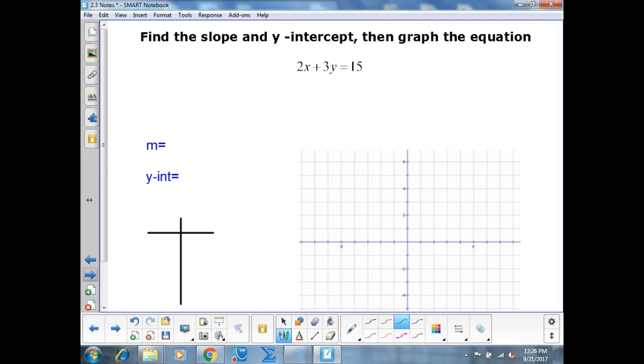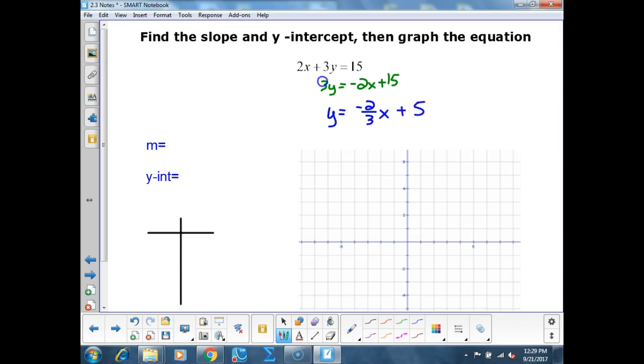Try that one. So, how do you want to do this one? Solve for what? Okay, all right, let's solve that for y. So I would go 3y here equals -2x plus 15. Then I would divide everything by 3, and I would get y equals -2/3x + 5. Based off of that, what is the slope of my line? -2/3. And what is the y-intercept of my line?